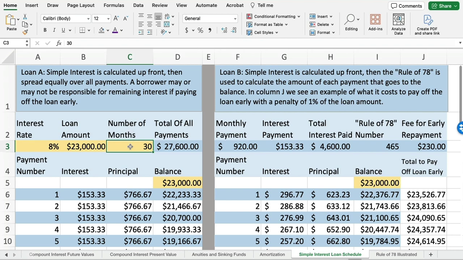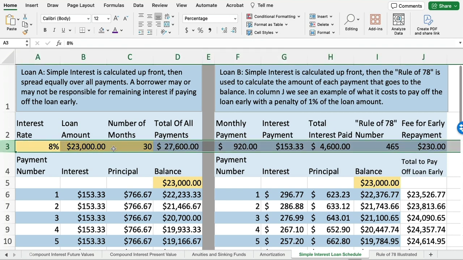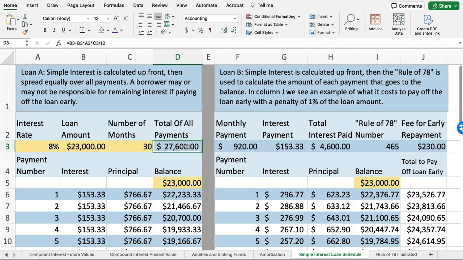In cell C3, we have our number of months, which is 30. So this spreadsheet is set up to deal with payments happening every month, okay? Just to keep things a little bit simpler. In cell D3, that's our first calculation. So we want to know what the total of all of our payments is. That's basically our future value.